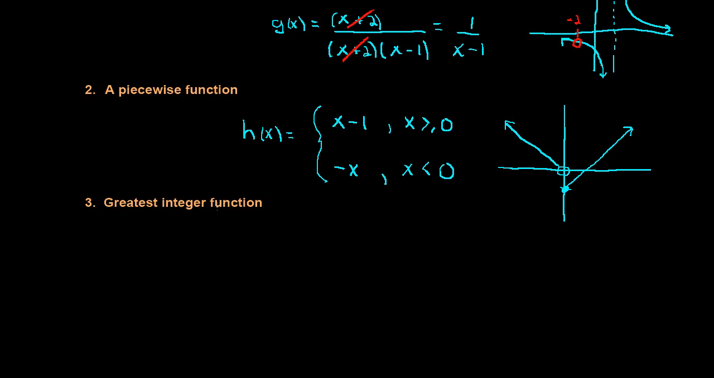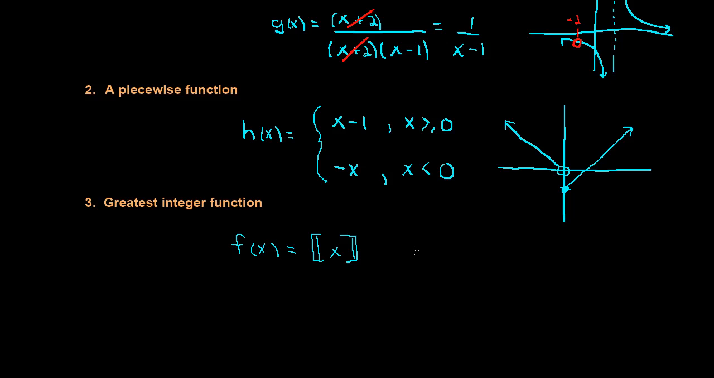Okay, the third one is the greatest integer function. What's the greatest integer function? Well, some people call it the step function. Different textbooks write it slightly differently, but this is perhaps the most common way. Okay, there's the greatest integer function. And really, all the greatest integer function does is effectively chop the decimal off.